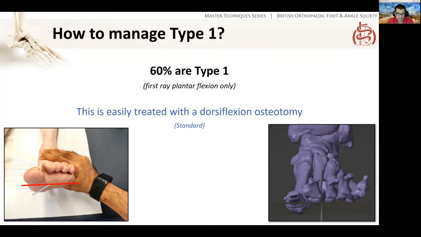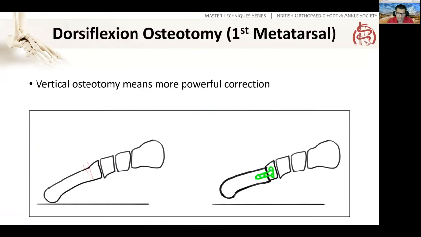These are easily treated with the dorsiflexion osteotomies, which is what we do as standard. And I tend to do a vertical osteotomy because it's more powerful and you can do it through a smaller incision. And I tend to use a medial plate. You can use a dorsal plate.